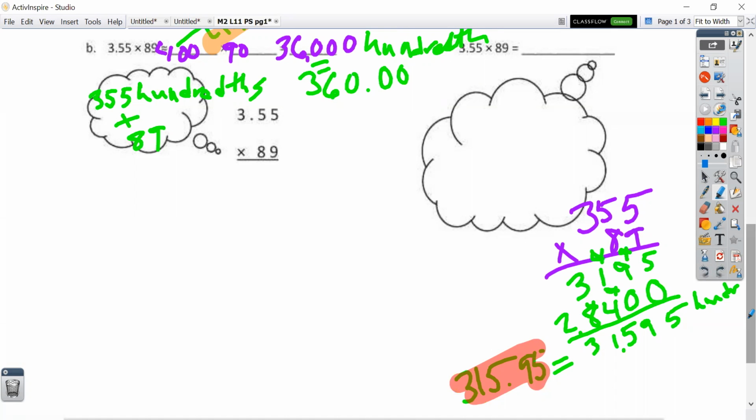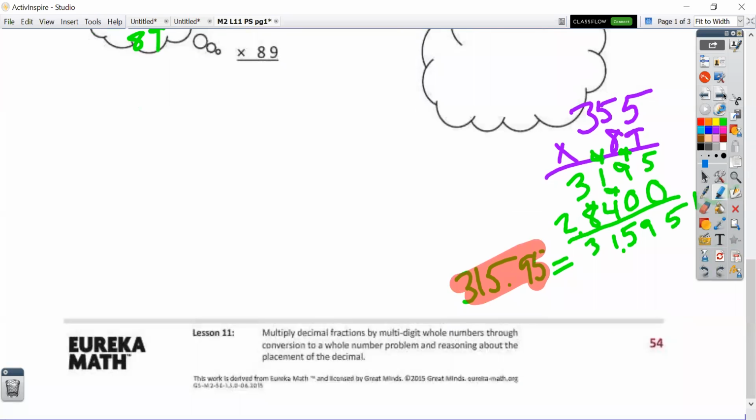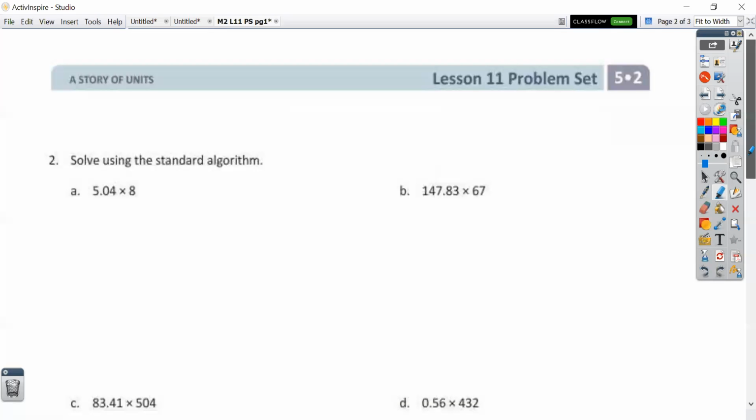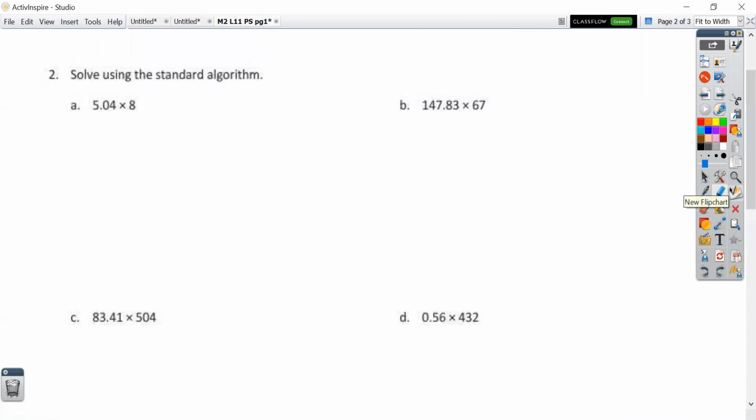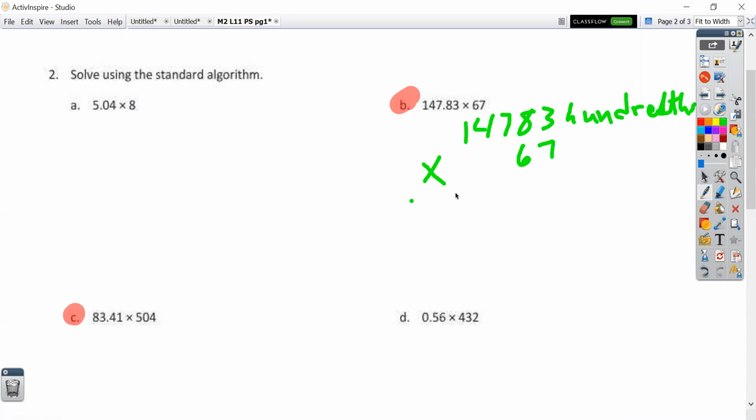So let's go ahead and look at the next page. And I'm going to tell you which ones I would like you to try on your own. Let's do C and B. And I'll help you set them up real quick. Remember, we're going to convert them to hundredths. If you have to use area model, go ahead. Remember, we're converting to hundredths.